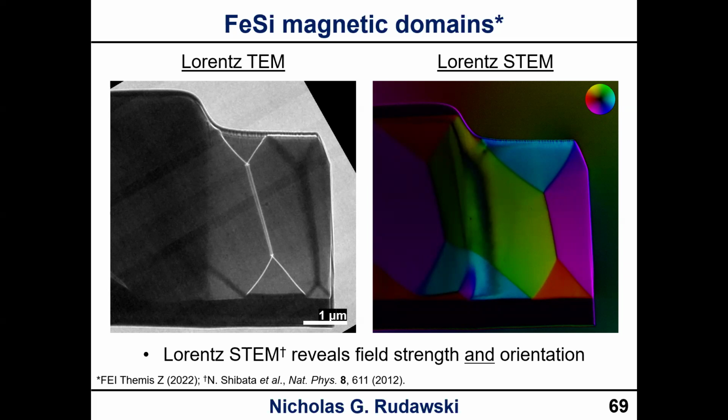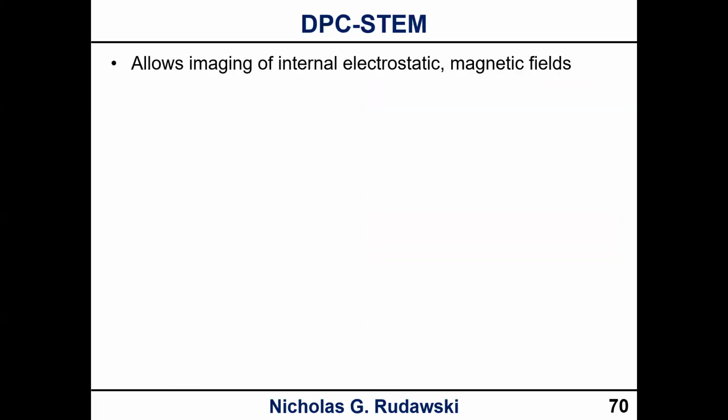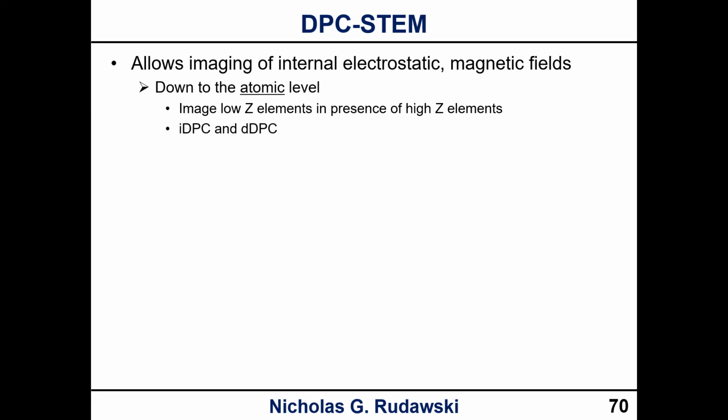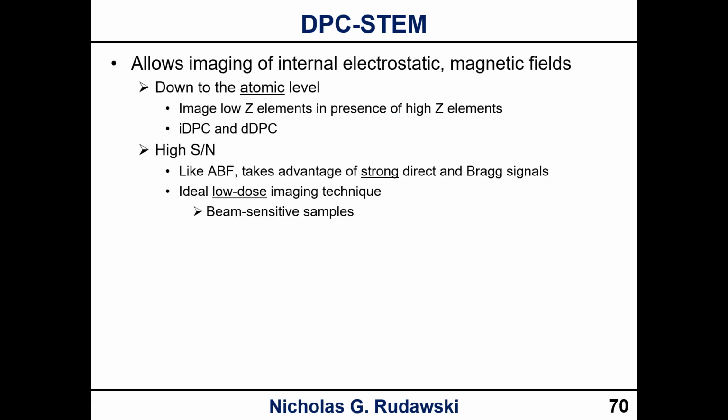But again, we can use Lorentz STEM here to reveal field strength and orientation. So just to summarize DPC STEM, this allows us to image the internal electrostatic and magnetic fields. This is good down to the atomic level. You can see low Z elements in the presence of high Z elements via IDPC and DDPC.